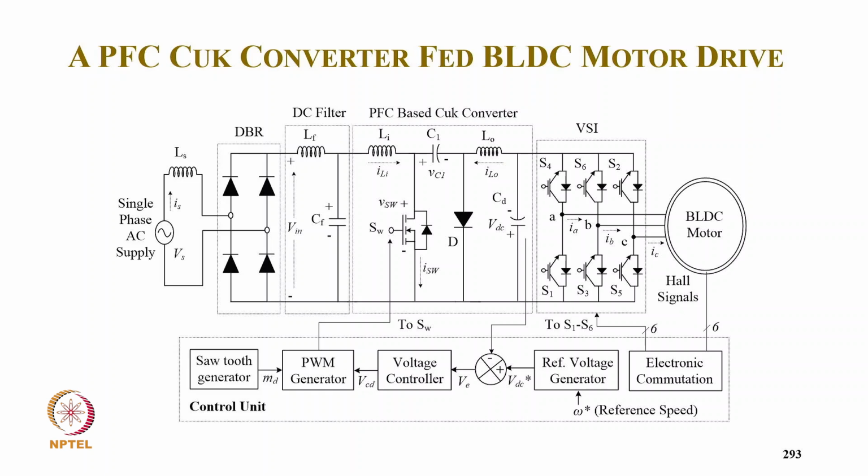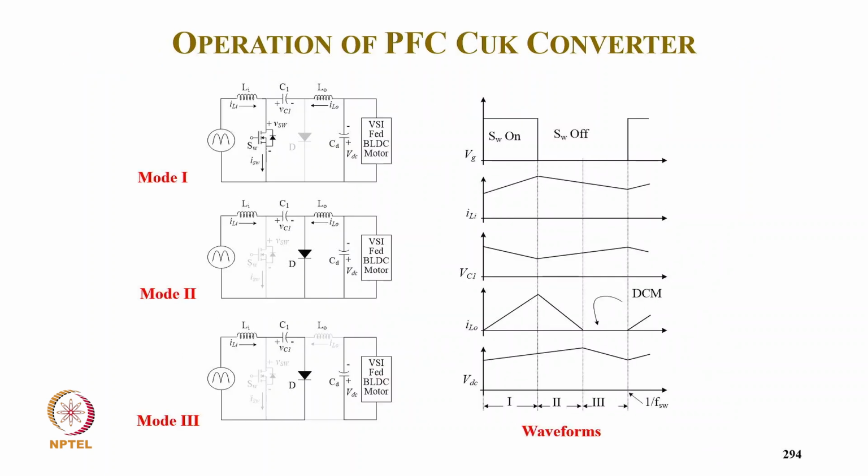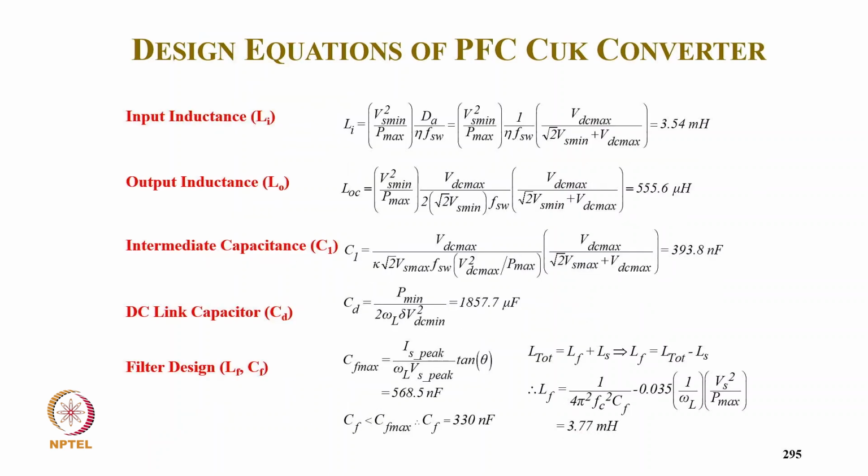So we operate the output inductor in discontinuous mode. And these are the different modes: typically switch conduction, diode conduction, and none of the two conducting, and the corresponding waveforms of voltage and current of the inductors and capacitors. So you can see the output inductor is in discontinuous mode. The input inductor and the capacitor voltage are in continuous conduction mode.